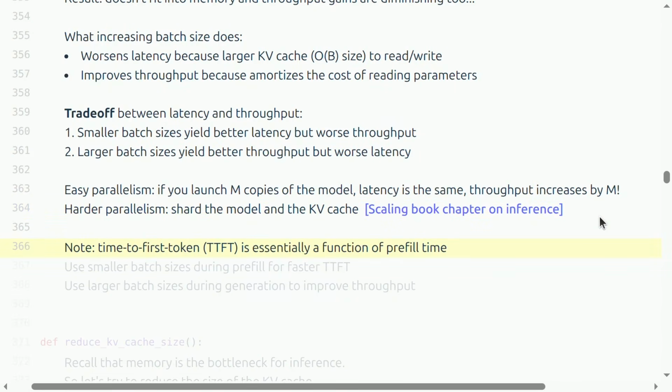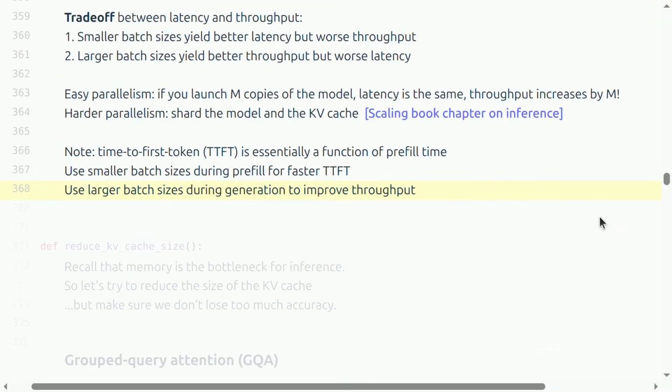And then the other metric we didn't talk about is time to first token. And this is essentially the time it takes to do prefill, because after you finish prefill, then you can start generating. Okay. So if you want faster TTFT, you should use smaller batch sizes, and you want larger batch sizes to improve throughput. Okay. So hopefully that is clear. Any questions about throughput and latency and how they're in tension with each other?